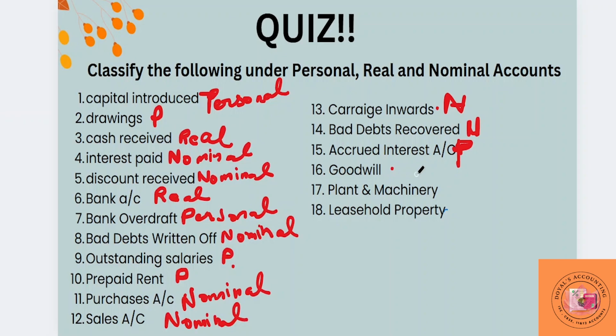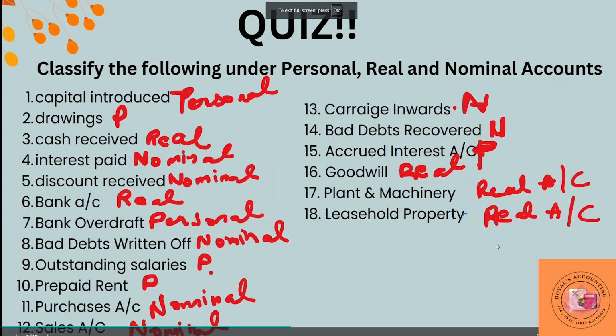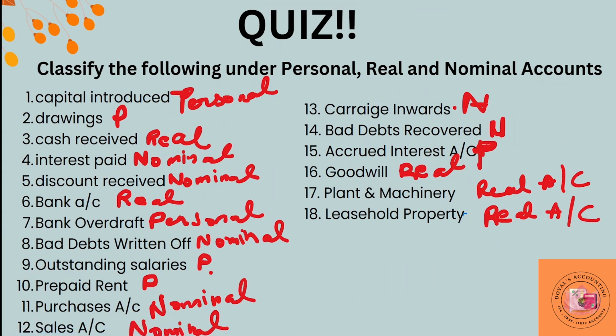Goodwill. For now, know that goodwill is an intangible asset, and all intangible assets and tangible assets are classified as real accounts. Plant and machinery is a tangible asset, so this will be a real account, and so will leasehold property. Real account. I hope you have understood how to classify accounts under personal, real, and nominal.